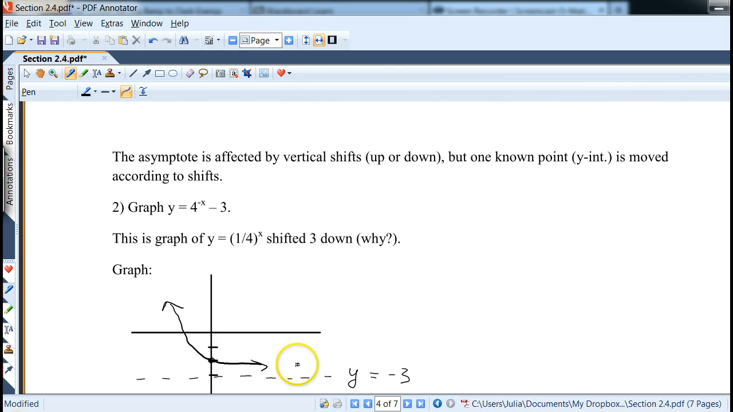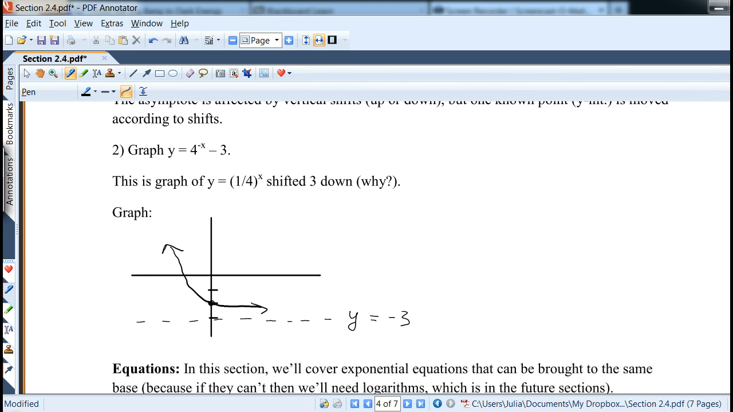So notice I graphed, again, I try to figure out where the asymptote goes. It goes 3 units down, right at negative 3. And then the y-intercept went from 0, 1, it went 1, 2, 3, 3 units down. It did not move left or right, so it's actually at 0, negative 2. And then we have decay. And that's all there is to really know about the graphs.